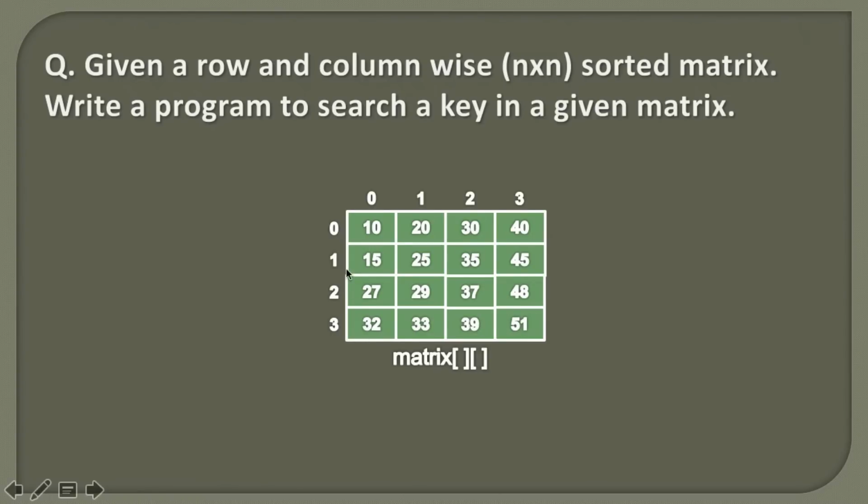All these rows are sorted in ascending order. Similarly, if you see the columns, those are also sorted. For example, the 0th index column has the values 10, 15, 27, 32. And if you take the second index column, the values are 30, 35, 37, 39. So this is a matrix in which each row and each column is sorted in ascending order. We are given a value and we need to write a program to search that value inside this matrix.